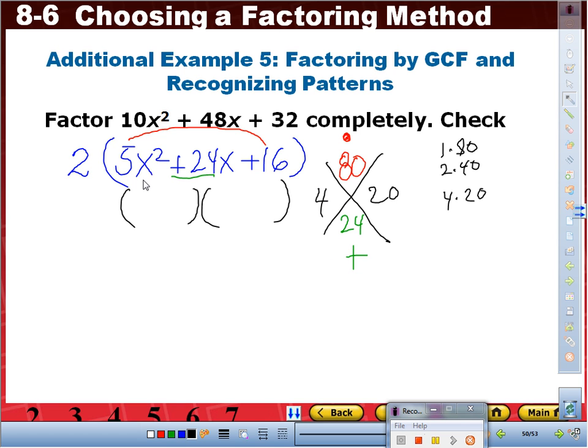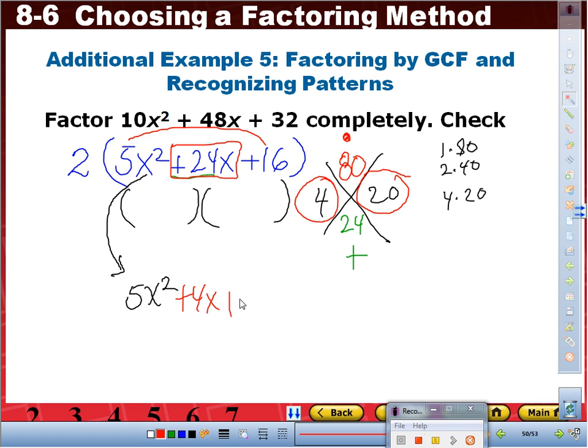From there, check this out. This is where it's different. We rewrite our first term. What is our first term? 5x squared. Are we there? And instead of writing 24x, we're going to write 4x and 20x. So this is plus 4x plus 20x. Remember these? And what comes at the end? What's our last term? Plus 16. Now we can group them. We group the first two and the last two.